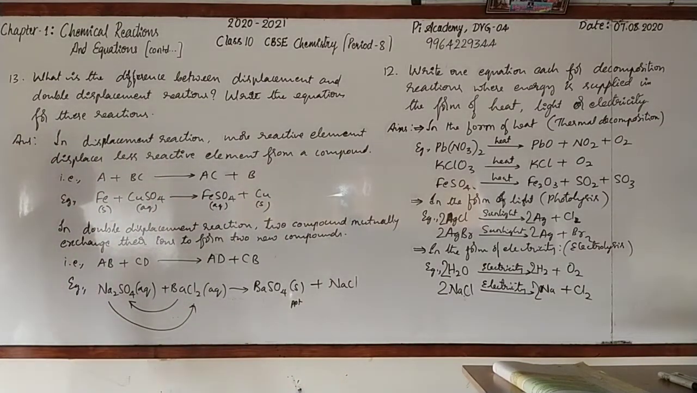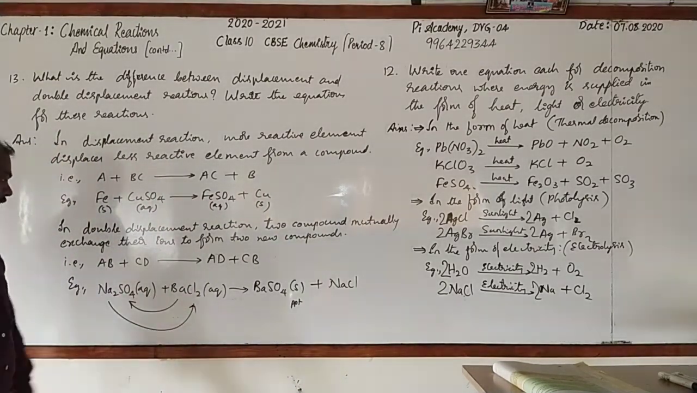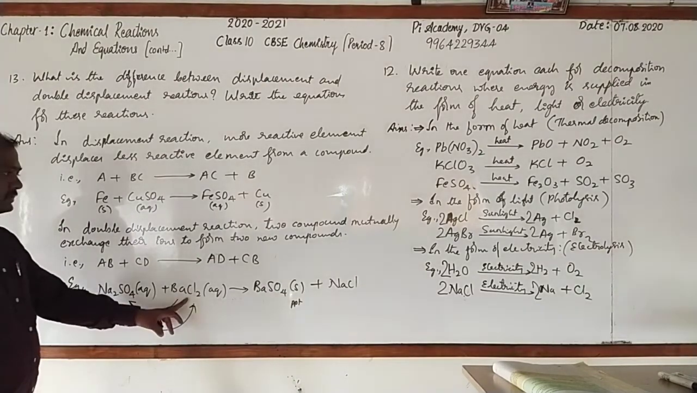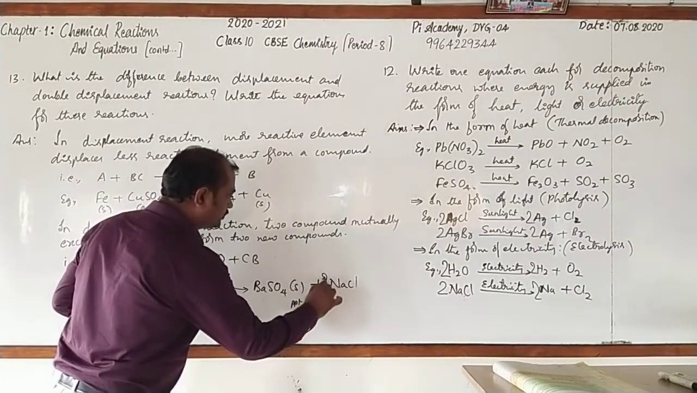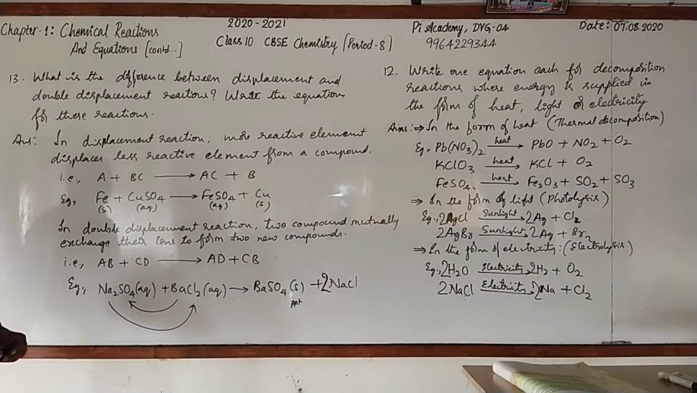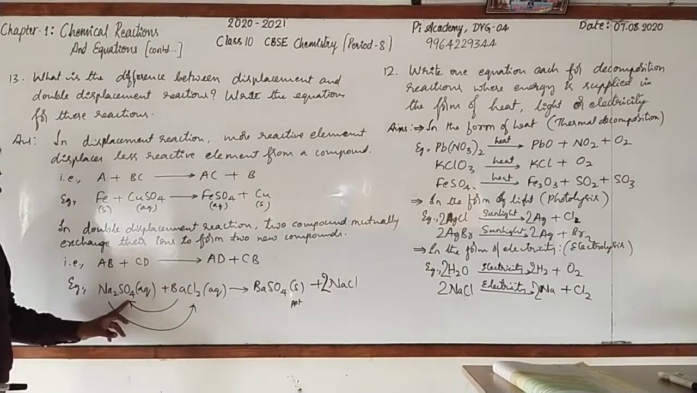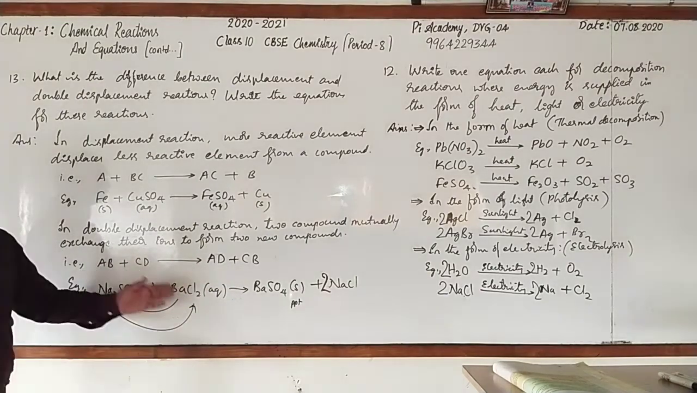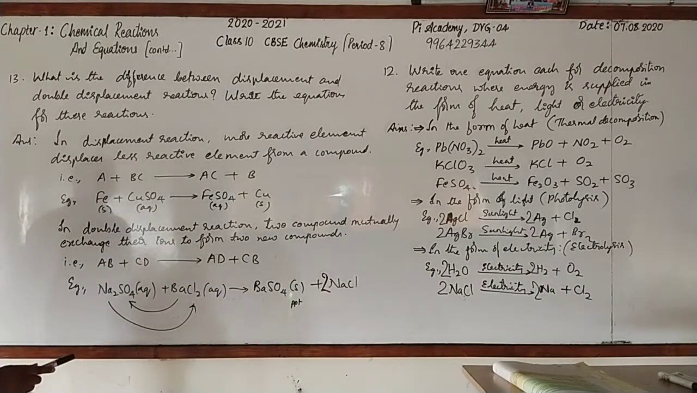Hope that you have understood. Then you can go for balancing. It is chlorine 2. Here I'll write 2. Sodium 2. And sulfur 1, 1. Oxygen 4, oxygen 4. It is balanced. Clear? Yes, please go for copying this.